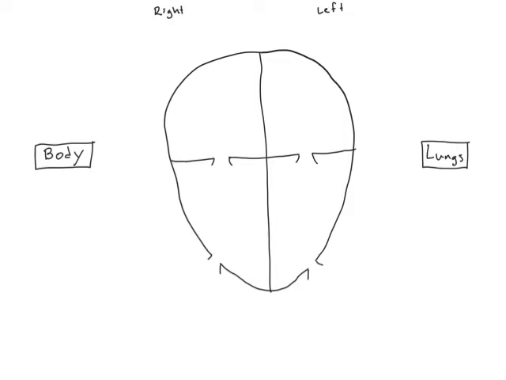So shown here is a very simple version of the heart. In the top chambers we have, those are called the atria, right? So there's a right and a left atrium. And then in the bottom chambers we call those the ventricles. So there's a right and a left ventricle.